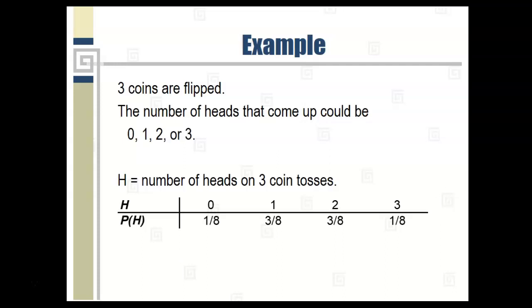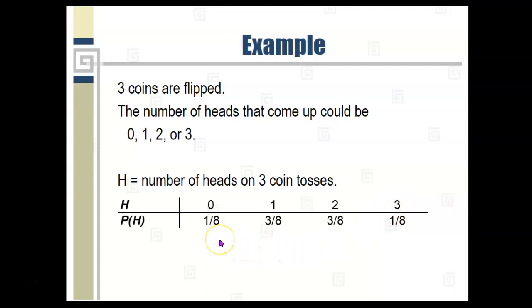Suppose 3 coins are flipped. It could be any number of coins, but in this example I'm pretending we're flipping 3 coins. Then the number of heads that come up could be 0, 1, 2, or 3. So if you toss 3 coins and you count how many of them come up heads, that number of heads would be an example of a random variable. And we can list all the possibilities for that random variable. It could be 0, could be 1, could be 2, could be 3.